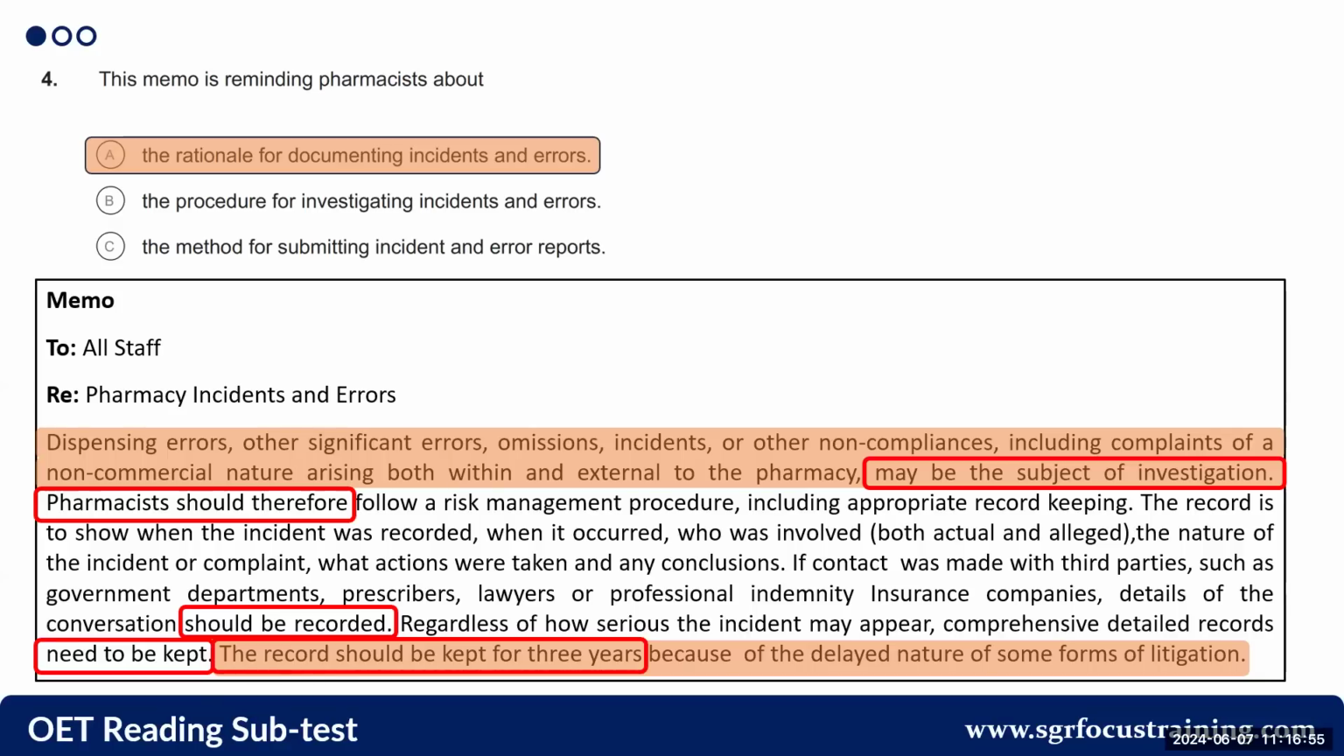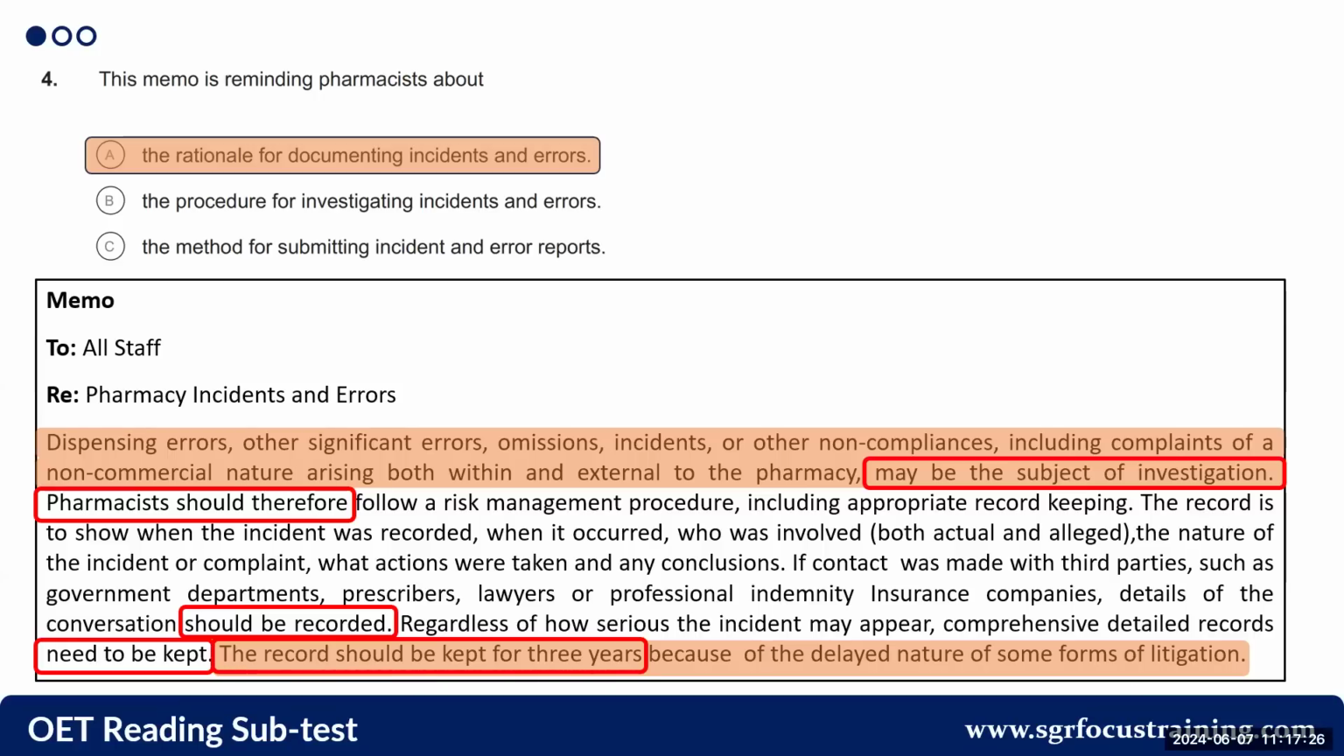For option A, we do have the reason or the rationale for documenting incidents and errors, and that is mentioned in the first sentence or the topic sentence: because these errors and incidents may be the subject of investigation, and thus pharmacists should follow a risk management procedure, which includes appropriate record keeping. So A looks to be the best answer.